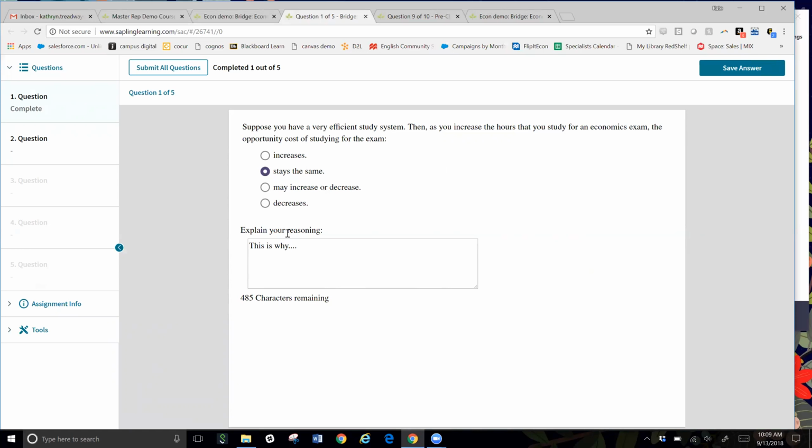The real meat of these bridge questions is that they have to explain the reasoning. So students can't just guess on an answer. They have to explain why they chose that answer, which gives you really valuable insight into what your class is thinking and what they understand from the material so far, so that you can tweak your lecture to address those misconceptions that they might have, or to clarify something that maybe wasn't clear to them.